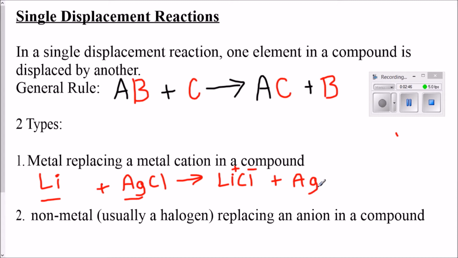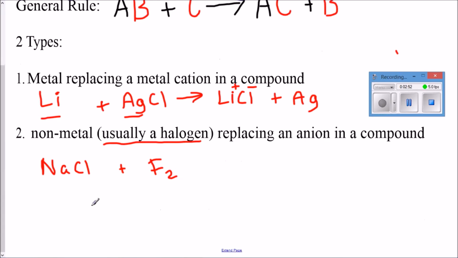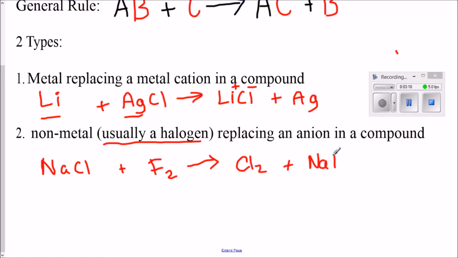The same thing can happen with non-metals. Usually we focus on halogens in this course. If sodium chloride comes across fluorine gas, what will happen is fluorine is actually more reactive than chlorine is. The chlorine is going to end up getting kicked out. Remember that chlorine is diatomic, and you end up getting a new metal-non-metal pair. The charges cross over, it's 1-to-1, NaF.